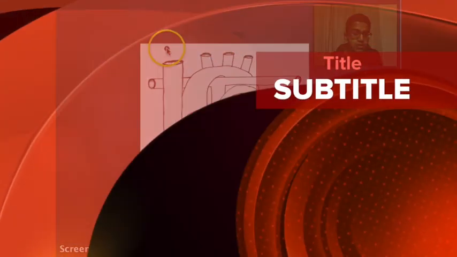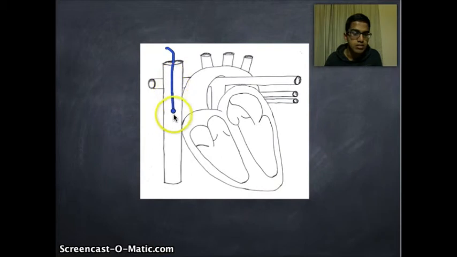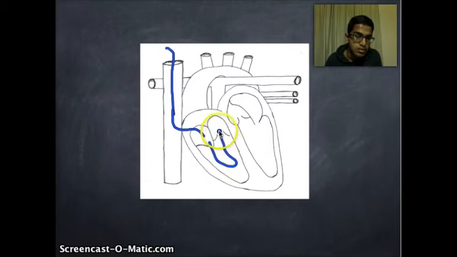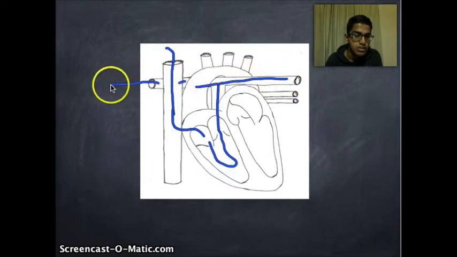So, to begin with, the deoxygenated blood goes through the vena cava. This deoxygenated blood then flows into and pools in the right atrium. Once this right atrium is filled with blood, the blood will push its way through into the right ventricle, and then this will in turn push its way into the pulmonary artery, where the deoxygenated blood will become reoxygenated blood within the lungs.